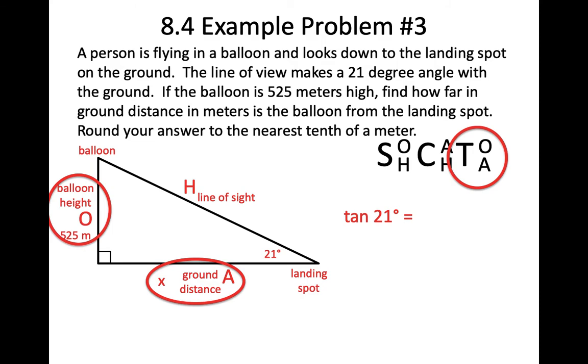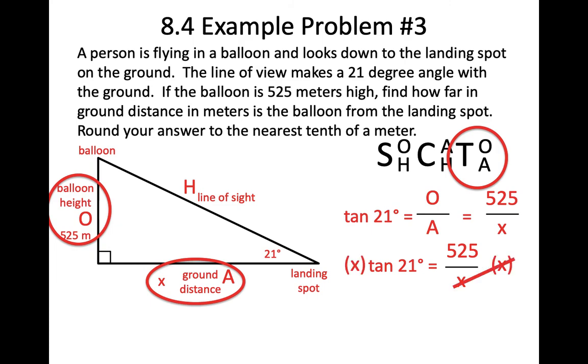And so I know the tangent of my 21-degree angle, like all tangents, is going to be equal to my opposite over my adjacent, which in this case equals 525 over x. So I know the tangent of 21 equals 525 over x. Multiply both sides by x, and those x's cancel. So I know that x times tangent of 21 equals 525.